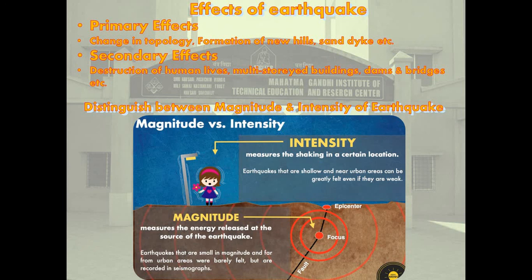And last, magnitude scales are the local magnitude scale, surface wave magnitude, body wave magnitude, moment magnitude, and duration magnitude. Intensity scales are the Modified Mercalli Intensity (MMI) scale and the MSK scale. So these are a number of differences between the magnitude and intensity of an earthquake.